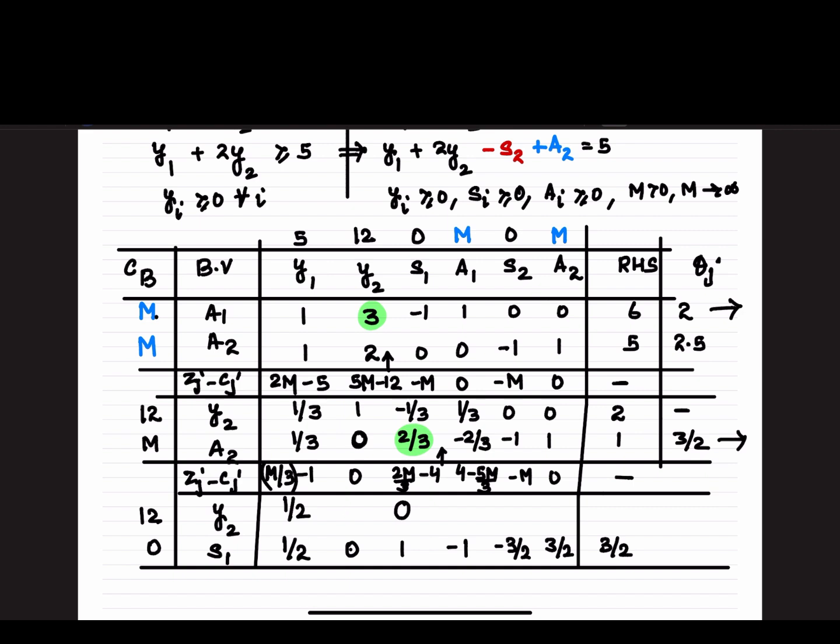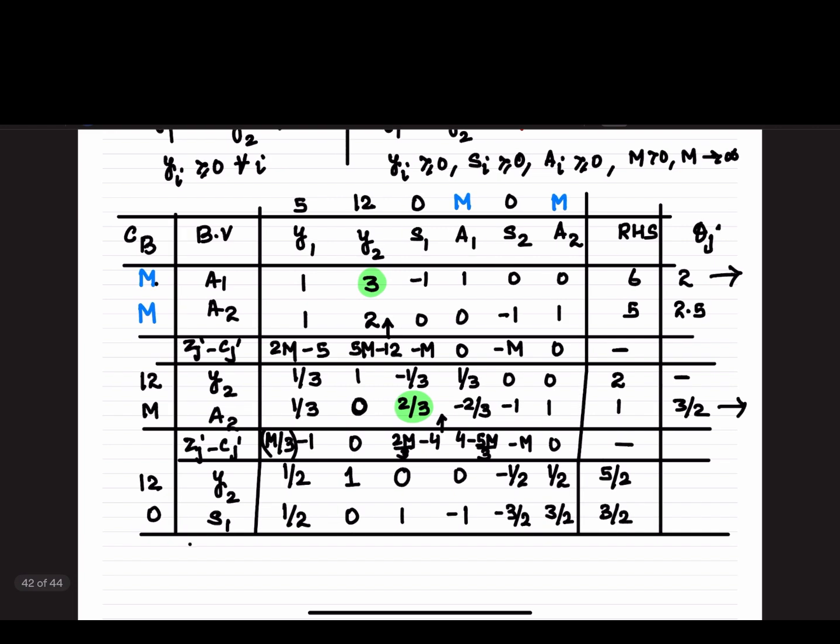Multiply this by 1/3 and add. So 1/3 into 0 is 0. 0 plus 1 is 1. -1/3 plus 0. Because if you multiply this by 1/3, minus 1/3 plus 1/3 is 0. Then minus half plus 0 is minus half. This becomes half. 1/3 into 3/2 is 1/2. 1/2 plus 2 is 2.5. That is 5/2.